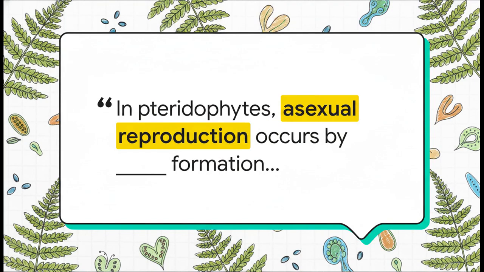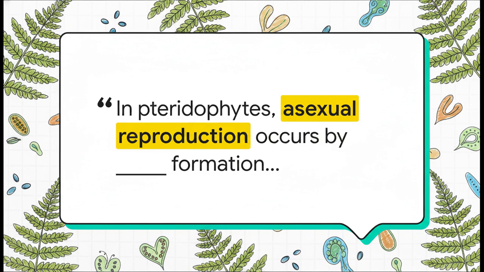Let's tackle a double blank question next. This one says, in pteridophytes, asexual reproduction occurs by blank formation, and sexual reproduction occurs by blank formation. Remember, pteridophytes are plants like ferns. So how exactly do they reproduce?